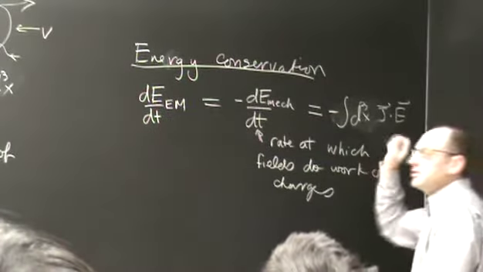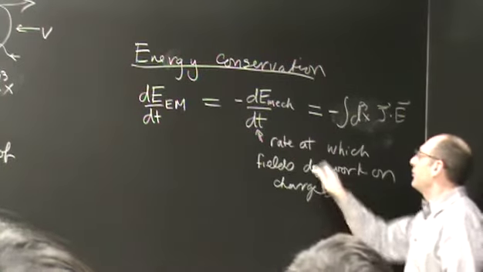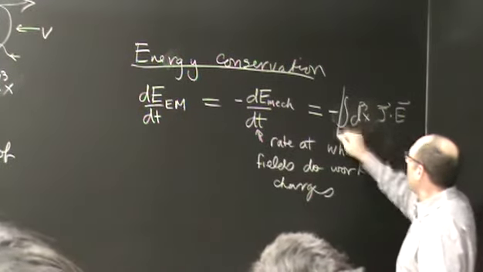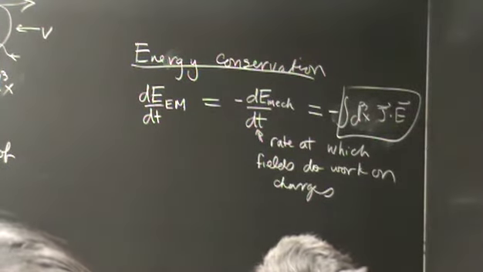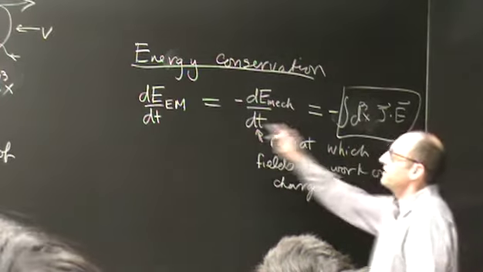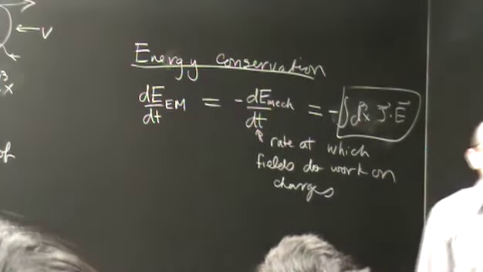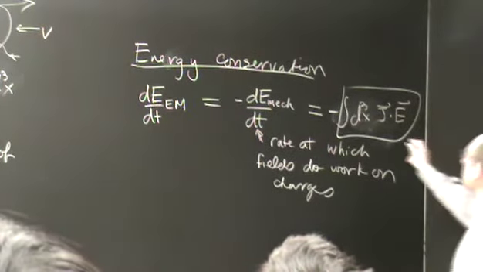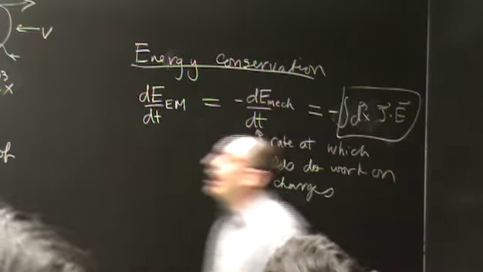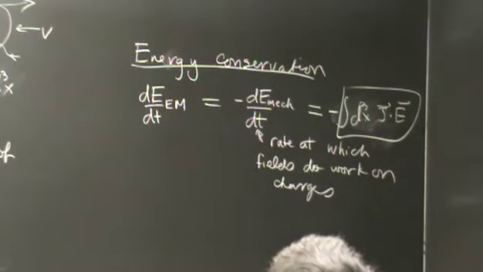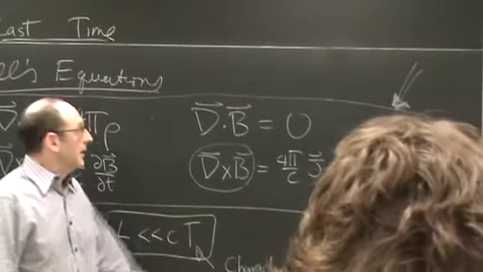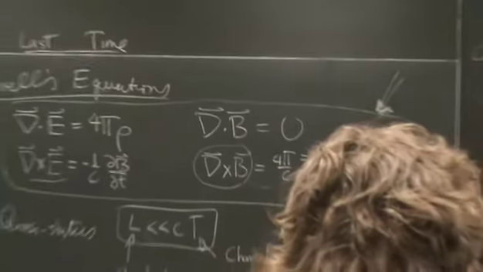And so what we showed, of course, is that the rate at which the fields do work on the charge was related to this. So the negative of that is the rate at which this is increasing. So using Maxwell's equations, relating J to the local curl of B and the time derivative of E, and plugging that back into this expression, we arrive at Poynting's theorem.